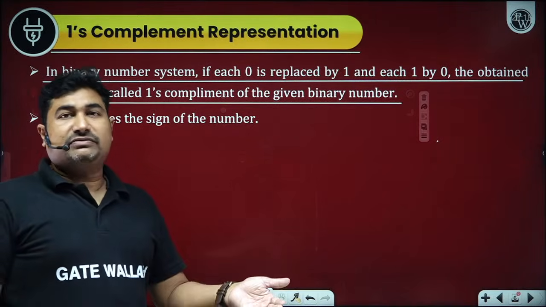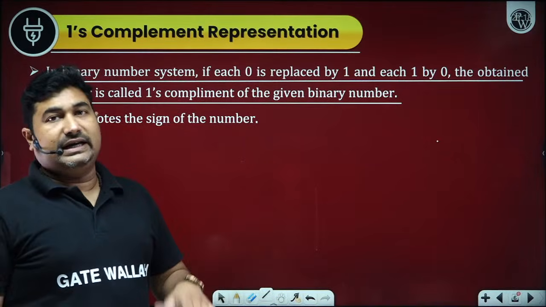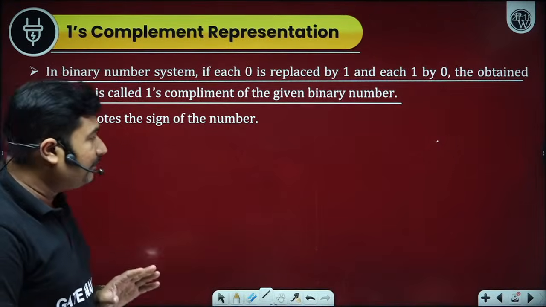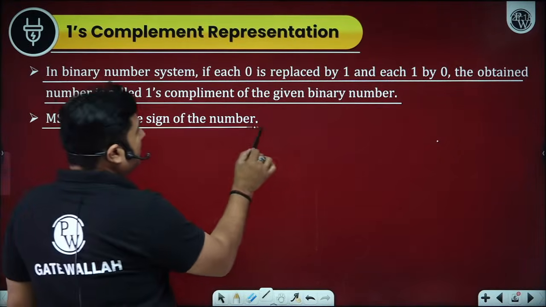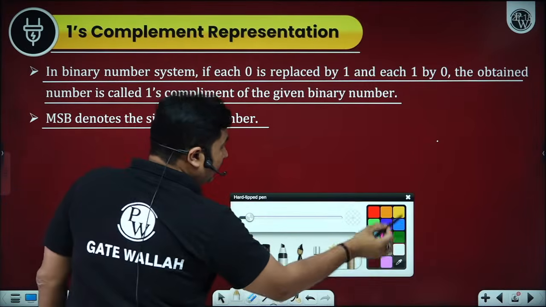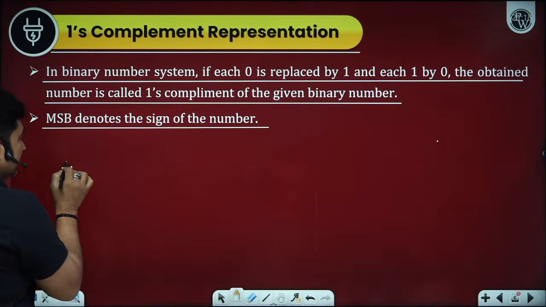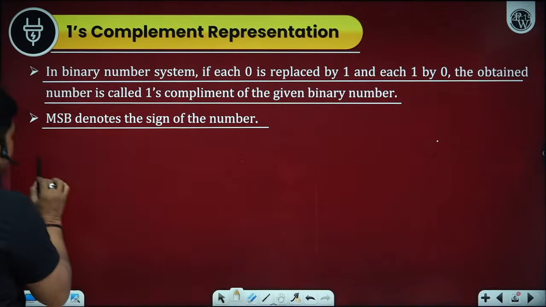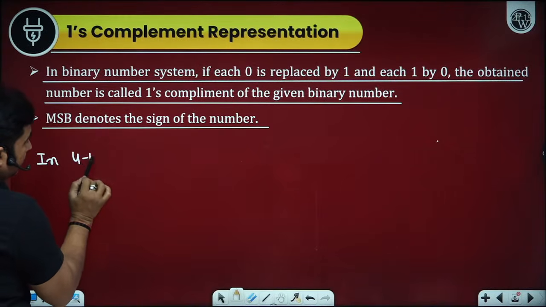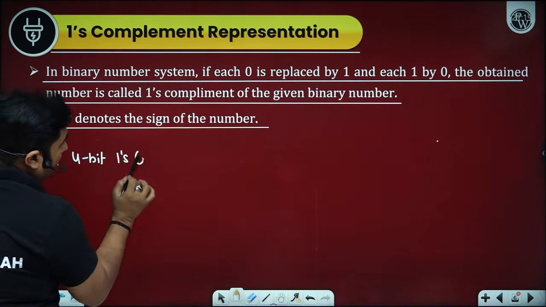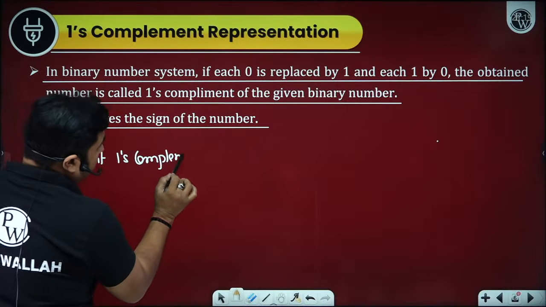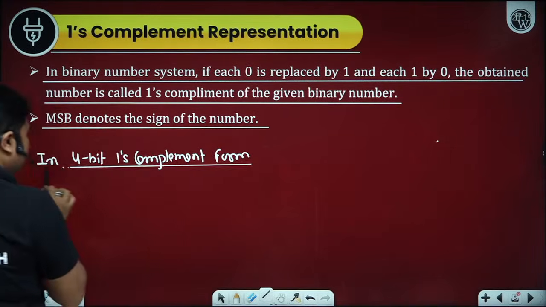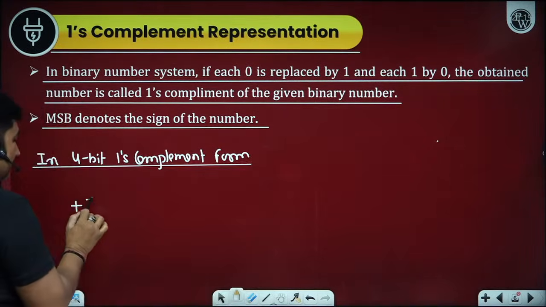If we have a positive number and we take its 1's complement, we get a negative number. If we have a negative number and we take its 1's complement, we get a positive number. Is it okay? MSB denotes the sign of the number. For a moment, suppose I want to write plus of 5 in a 4-bit 1's complement form. In a 4-bit 1's complement form, how to represent plus of 5?